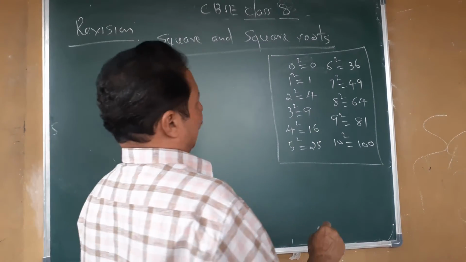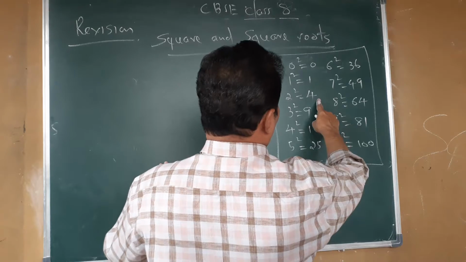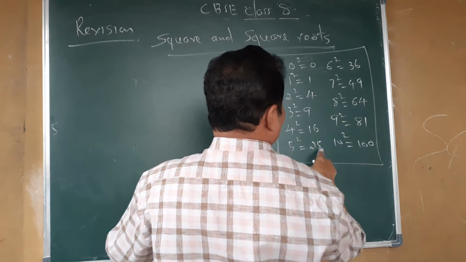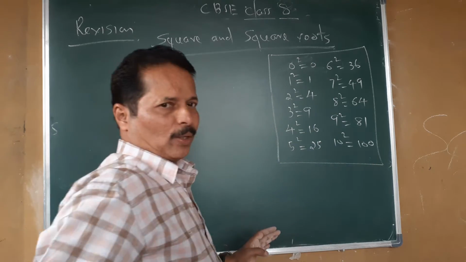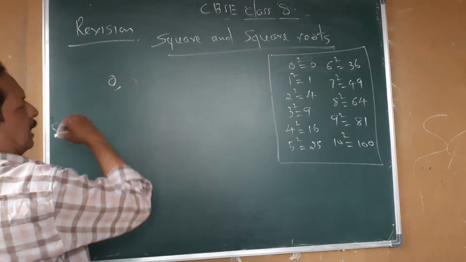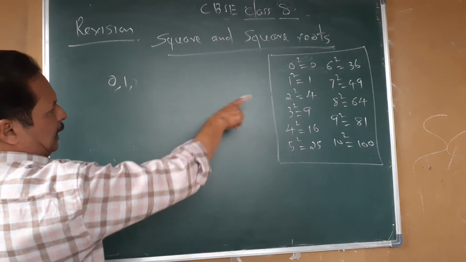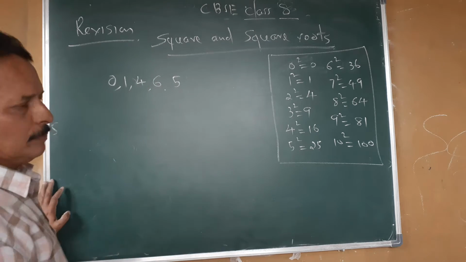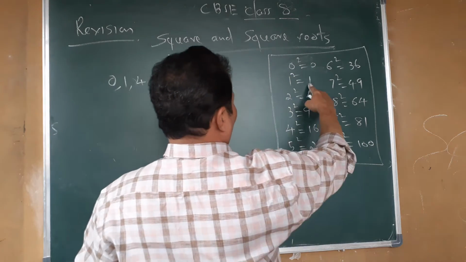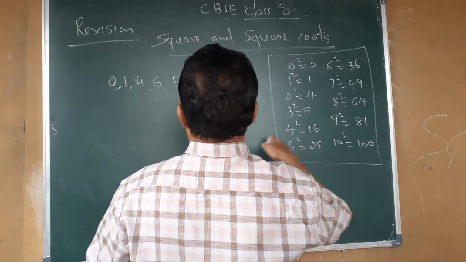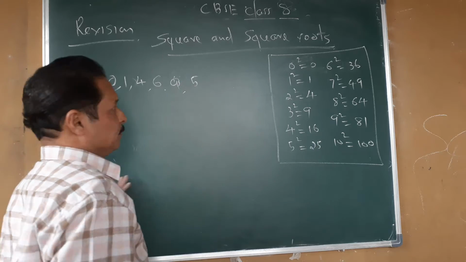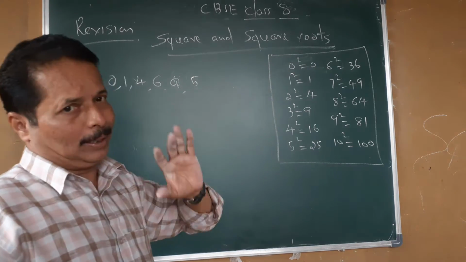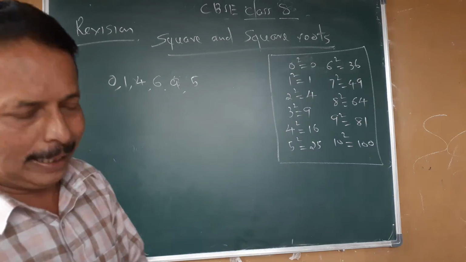So the unit place is 1, 4, that is also 1, 4, 9 is here, 6, then 5 and 0. That means otherwise the unit place is 0, 1, 4, 6, 5, 9. Is it over? They are the unit places of the square numbers. Okay? Then, question.